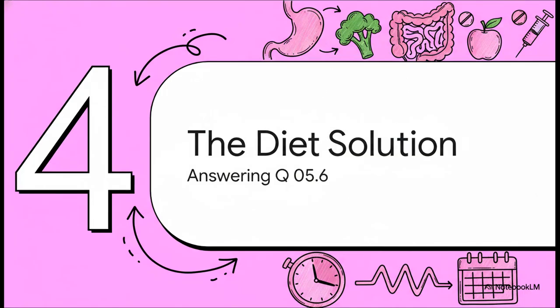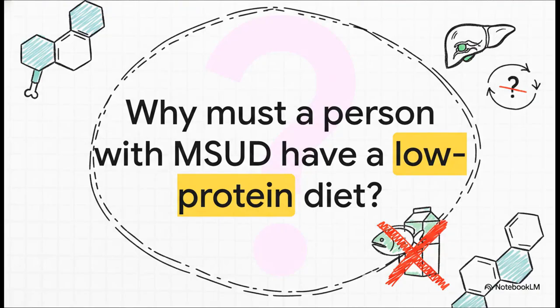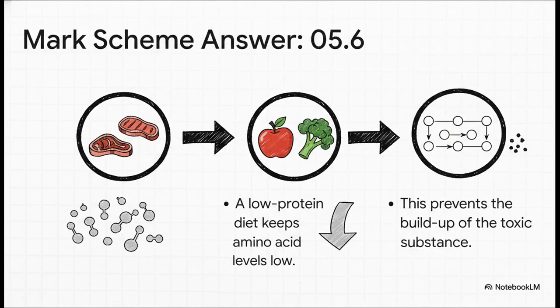All right, we are on the home stretch now, the final part of the question. This is where we link all that biology to a real-world solution for managing the disease. So, the question tells us that a low-protein diet helps. For the last 3 marks, we need to explain the biological reason why this actually works. The key here is to trace it all the way back to the start of that chemical pathway.